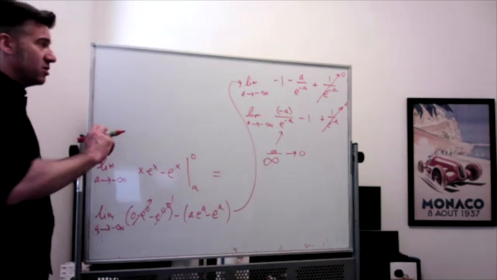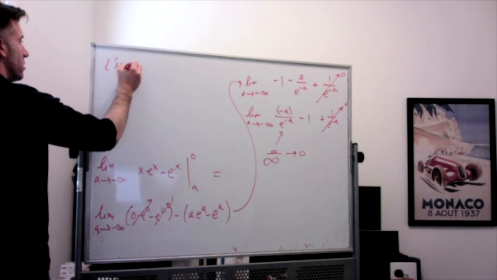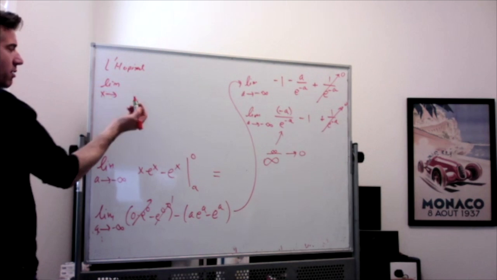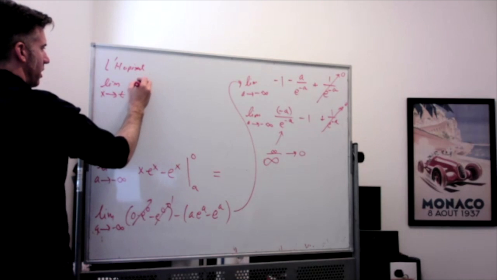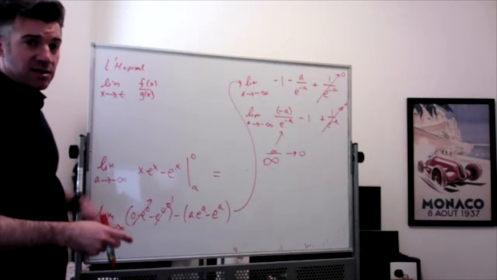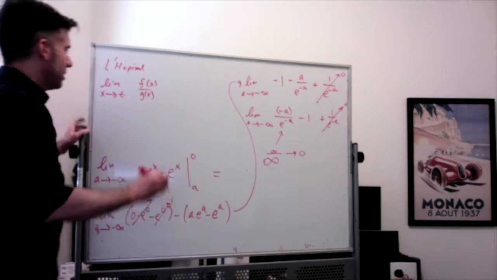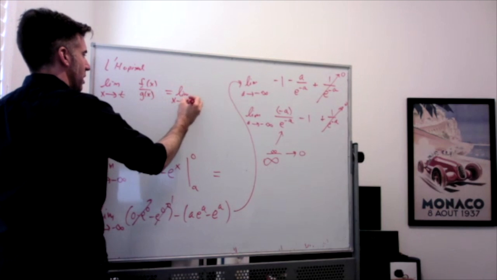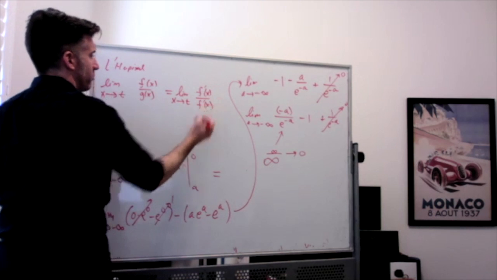But the other way is to use what's called L'Hopital's rule. L'Hopital's rule says if you have a limit as x approaches some t of f of x over g of x, if this is an infinity over infinity type or a 0 over 0 type, then you can say that this is equal to the limit as x approaches t of the derivative of the top over the derivative of the bottom.